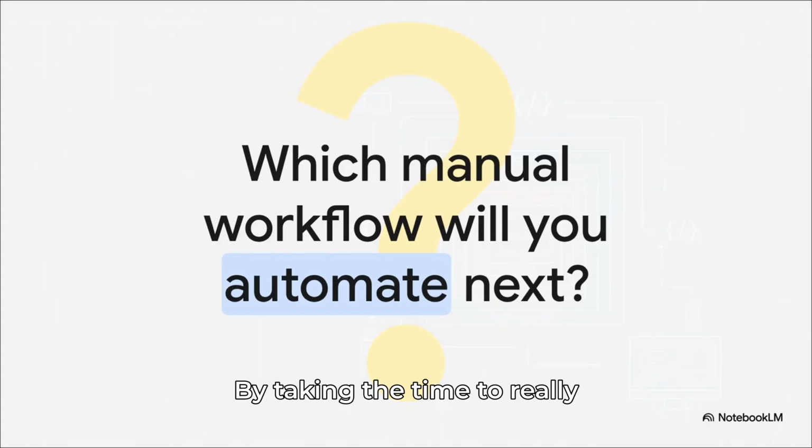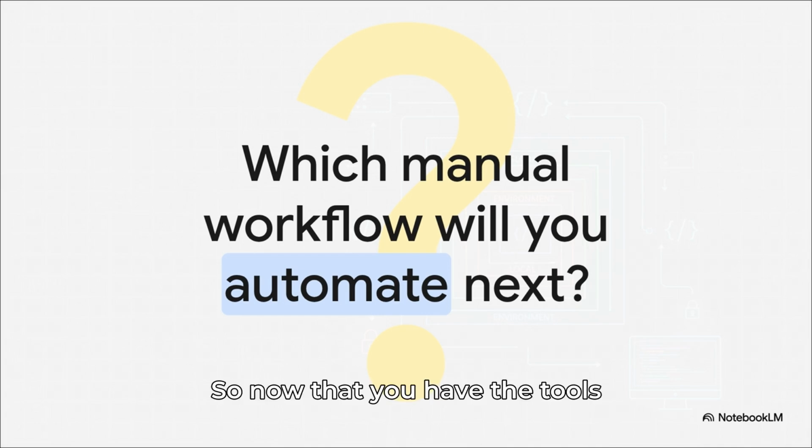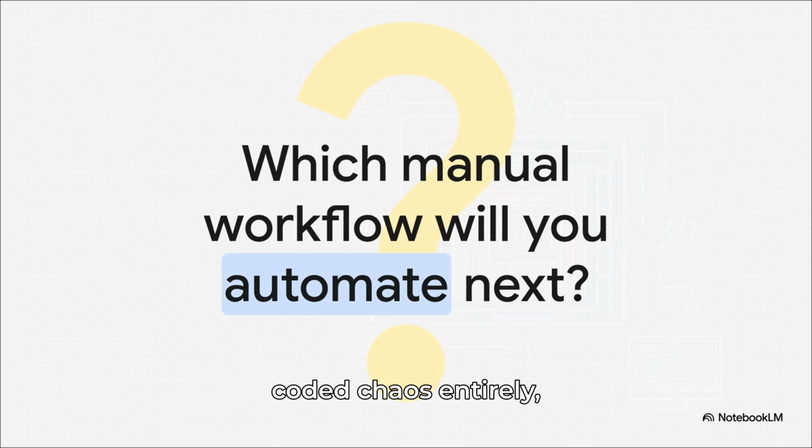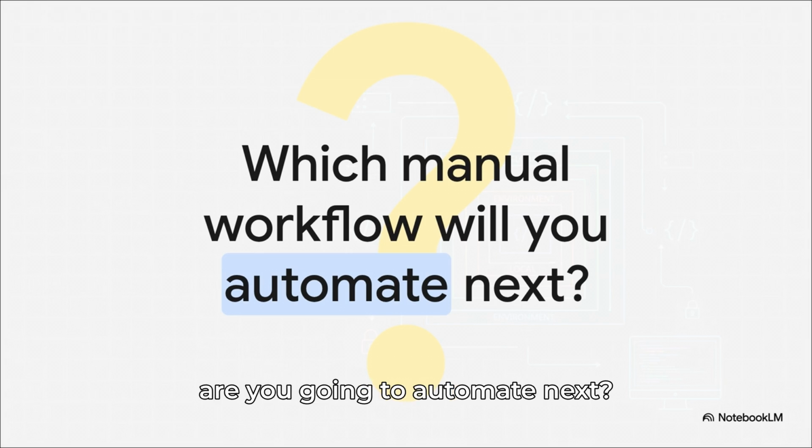By taking the time to really understand variable scopes, properly leveraging your environments, and utilizing those pre-request scripts, you've essentially transformed API testing from a brittle, annoying chore into a highly robust, scalable engineering practice. So now that you have the tools to eliminate hard-coded chaos entirely, I've got to leave you with this question. Which manual, repetitive workflow in your API integrations are you going to automate next?